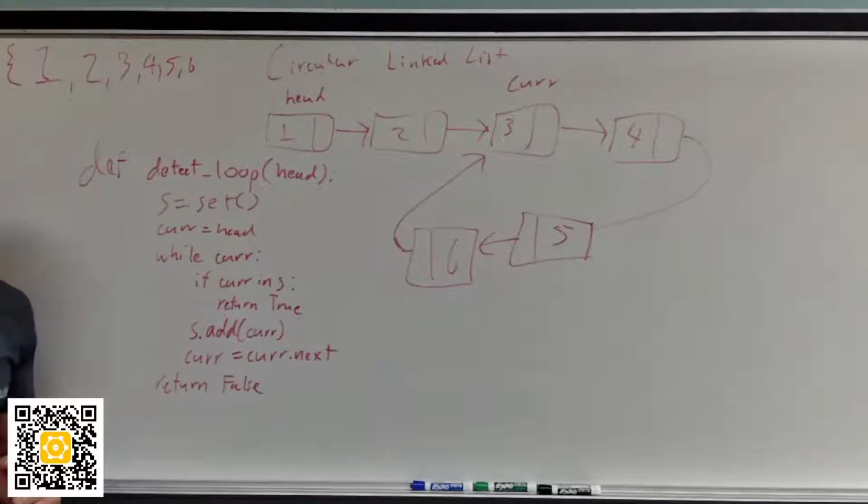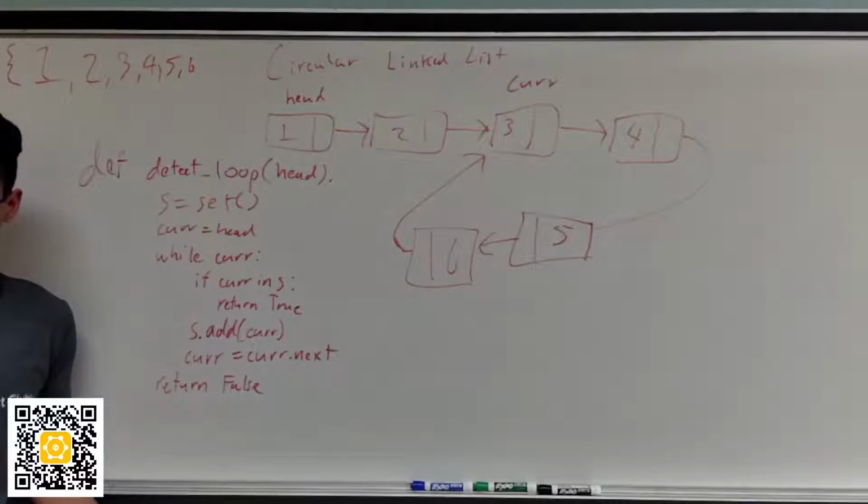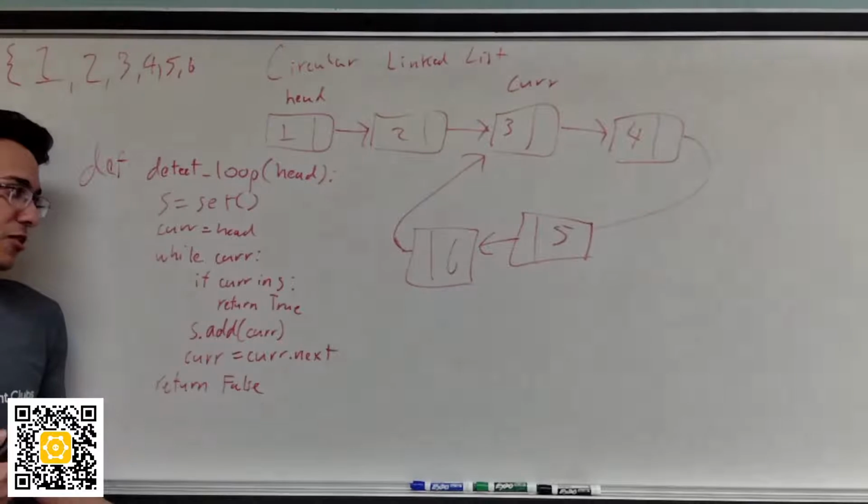So one is using a hash set, which takes up O of n memory. And the other one is using 2 pointers, doing the fast and slow pointers, where one moves twice as fast as the other, which takes up constant memory, so O of 1 extra memory. So it's better on memory than this one. But this one is faster, generally.